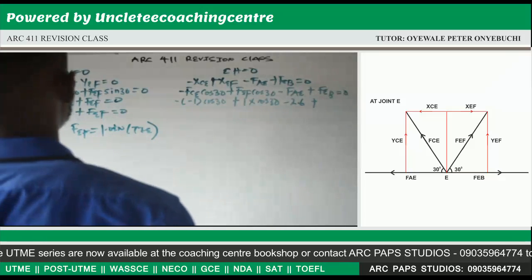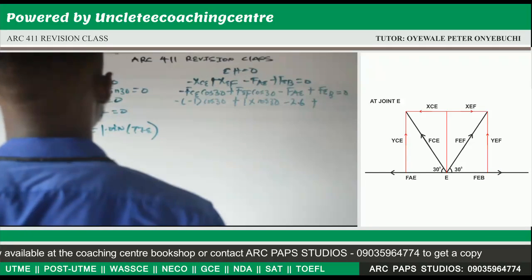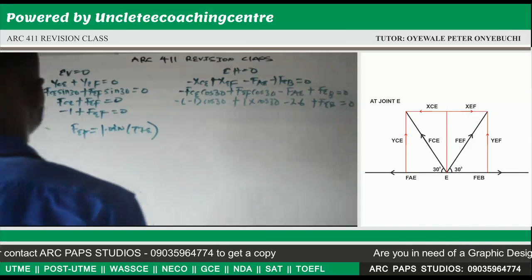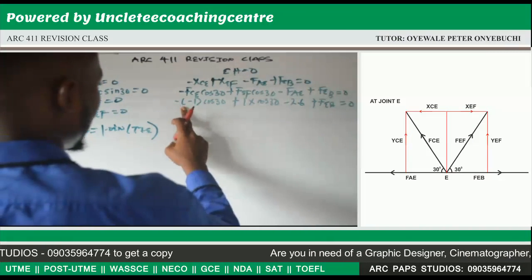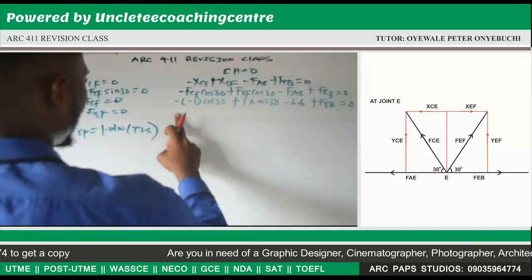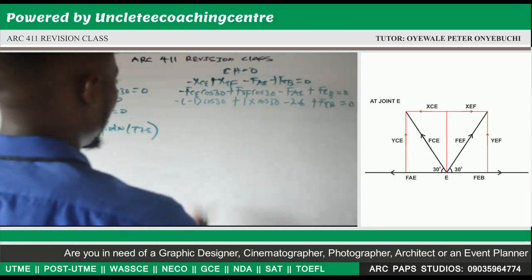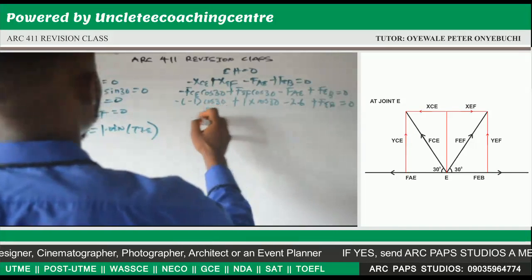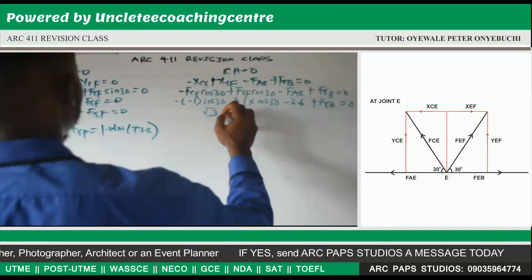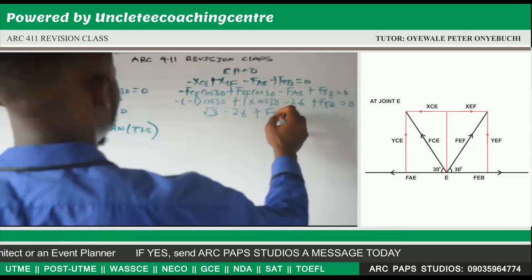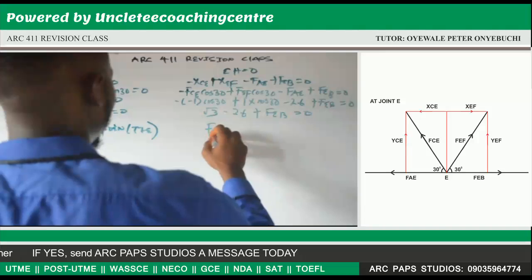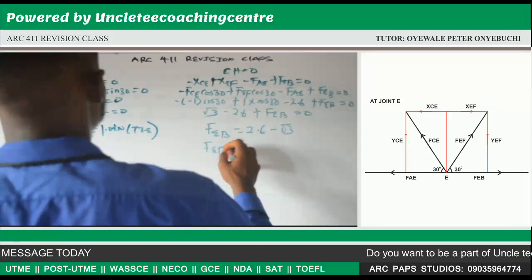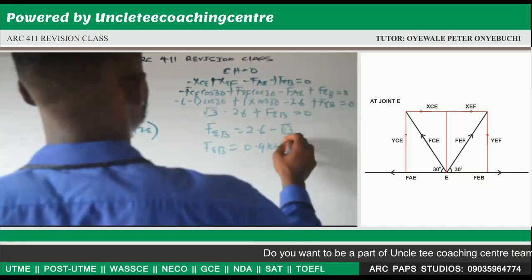Our FEB, we don't know our FEB, so that will give us 0. Now this will give us minus 1 times minus, that will be plus 1. Cos 30 is root 3 over 2. Root 3 over 2 plus root 3 over 2 will give us root 3 minus 2.6 plus FEB is equal to 0. Now it means FEB is equal to 2.6 minus root 3. Our FEB will then give us 0.9 kilonewton, which is a tie.